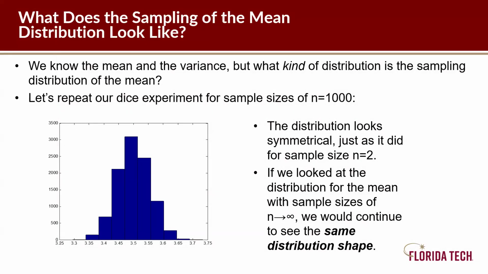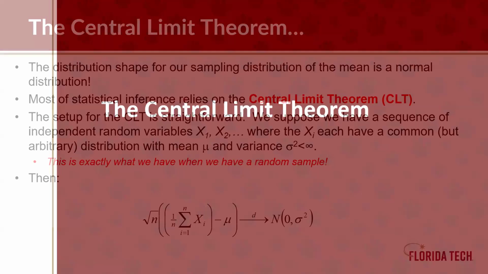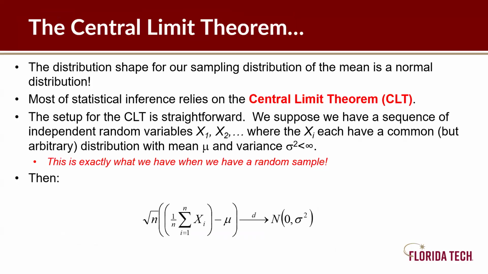That result, we're going to generalize into what we call the central limit theorem. The distribution shape for our sampling distribution of the mean is a normal distribution. Most statistical inference relies on the central limit theorem, or sometimes we abbreviate it CLT. The setup for the central limit theorem is straightforward. We have a sequence of independent random variables, x1, x2, and so on, where the x sub i each have a common but arbitrary distribution with a mean mu and a variance sigma squared that we assume is finite.